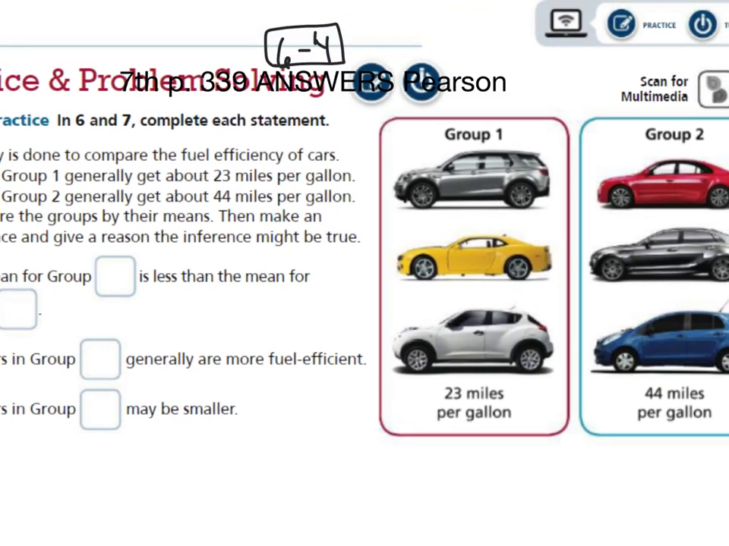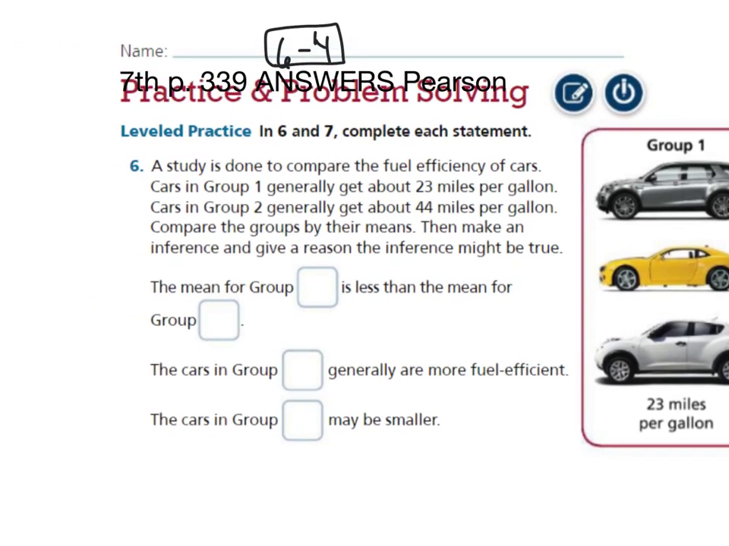These are the means that they're telling us. So you can see 23 miles per gallon versus 44. So the mean for group 1 is less than the mean for group 2. And so what that means, we could say, is that the cars in group 2 generally are more fuel efficient. Fuel efficient means they get better gas mileage. If you didn't know what fuel efficient means, now you know, and that would be something you could just do a quick search on the internet, or a dictionary could help you find it also.